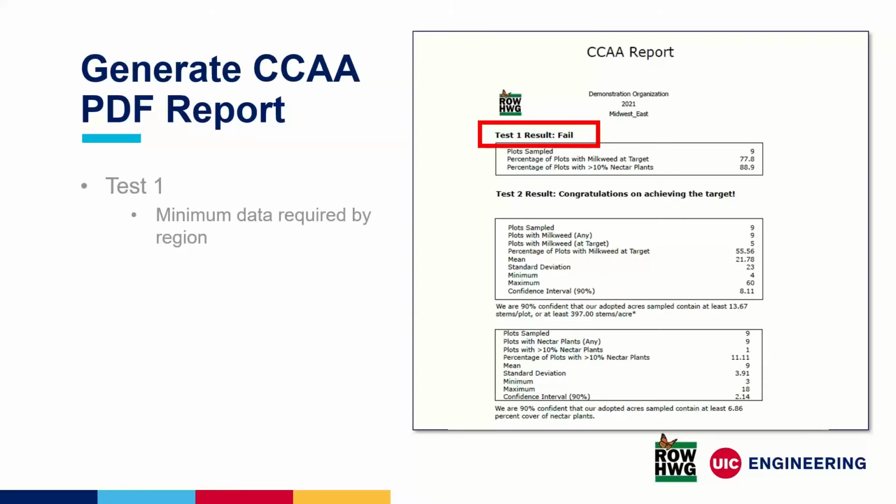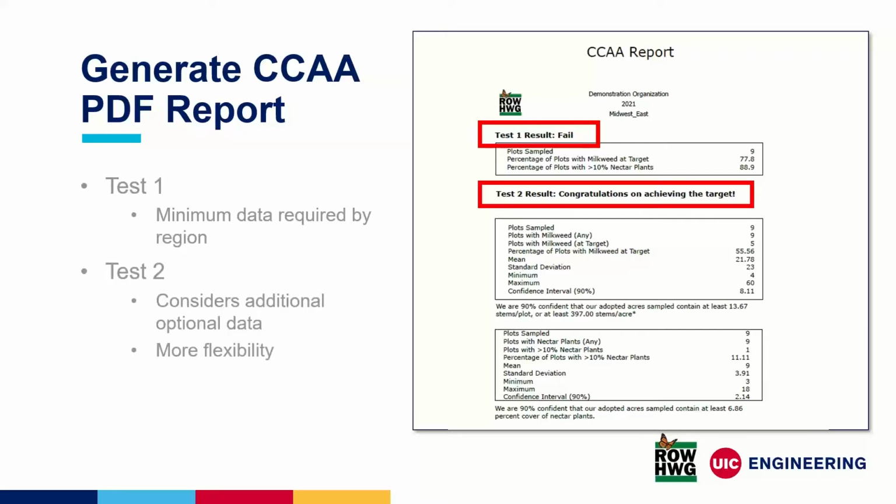For example, in the Midwest Northeast region, this is a simple yes or no indication whether 6 or more milkweed stems are present per monitoring plot. However, your organization may also collect additional optional data, including actual milkweed stem counts and actual nectar plant % cover. If so, the second test considers this additional data and performs a 90% confidence interval to determine whether monitoring data satisfies biological effectiveness thresholds. The second option offers more flexibility as compared to the first test.